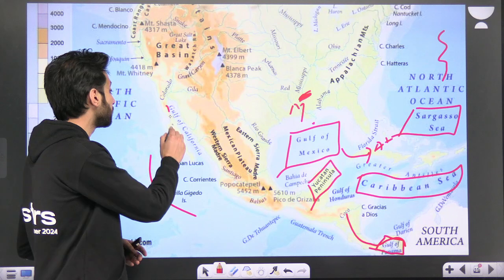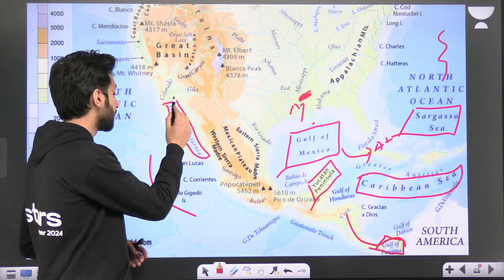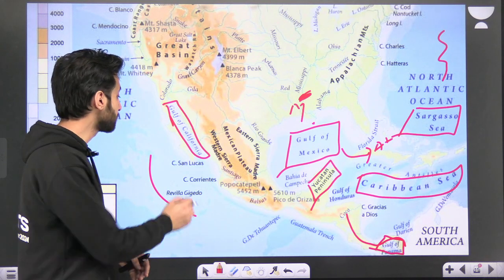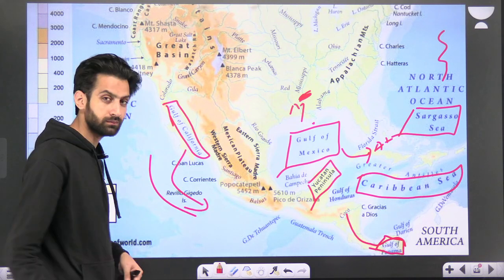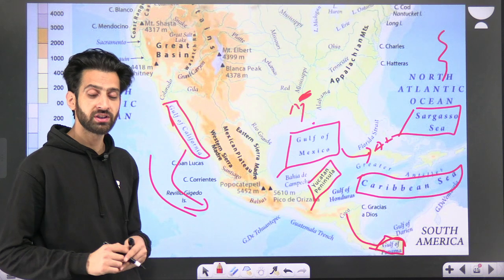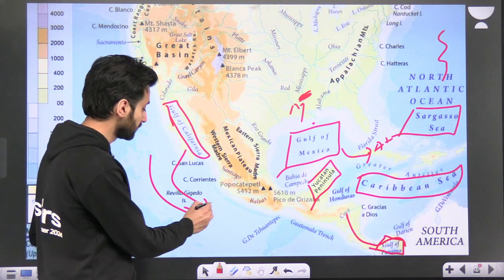Number two is the Gulf of California. As I already mentioned, what is the name of this peninsula? It is in Mexico. I mentioned it there as well. What is the name of this peninsula?